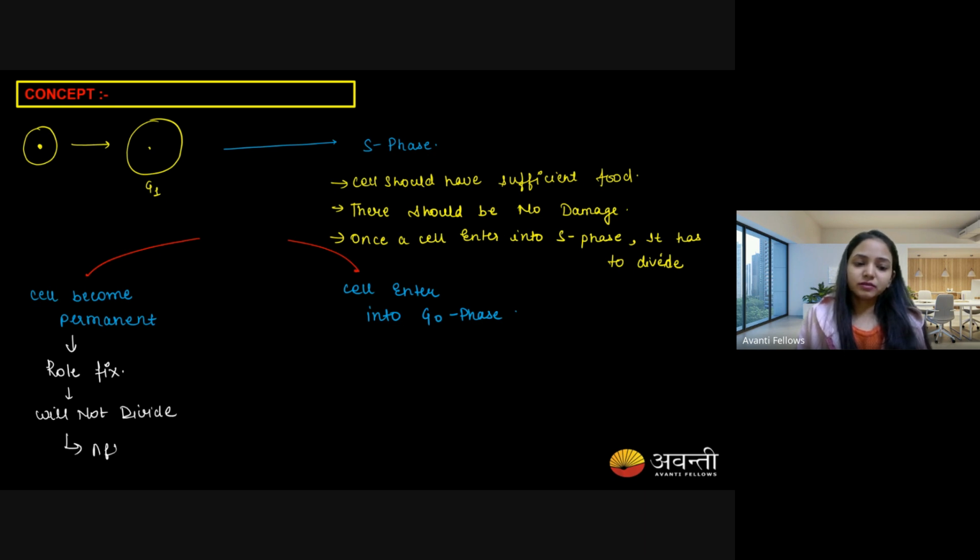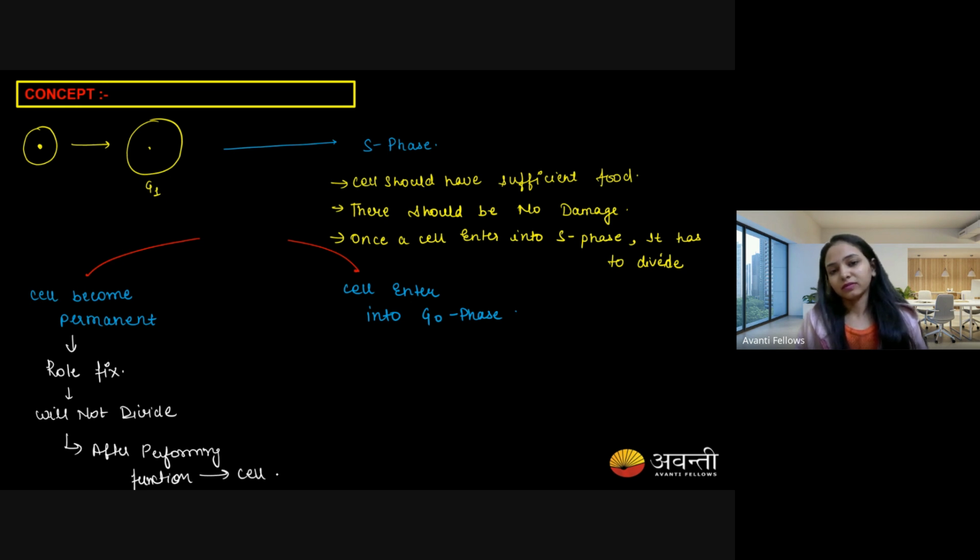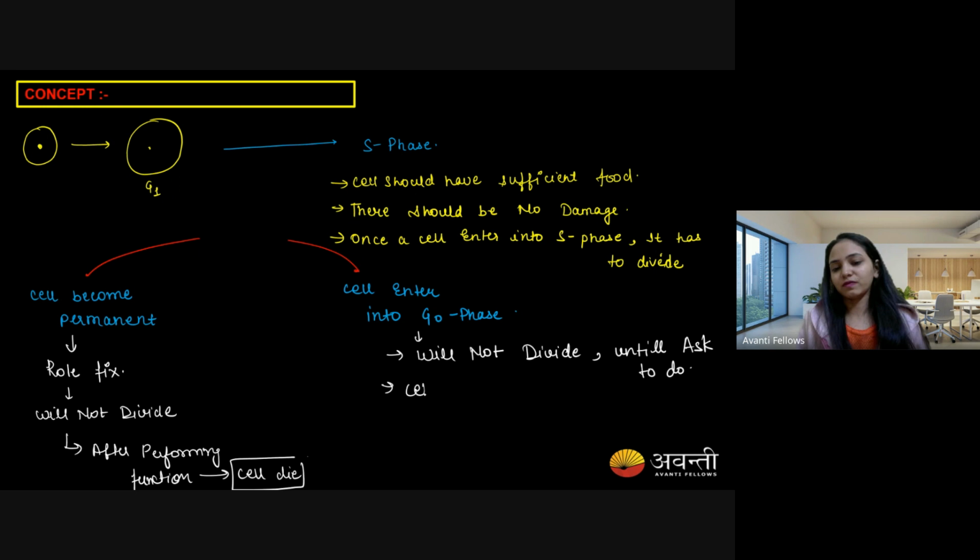And after performing its specific function, the cell will die, the natural death of the cell. But when the cell enters into G0 phase, again it will not divide. Until when will it not divide? Until it is asked to do so.